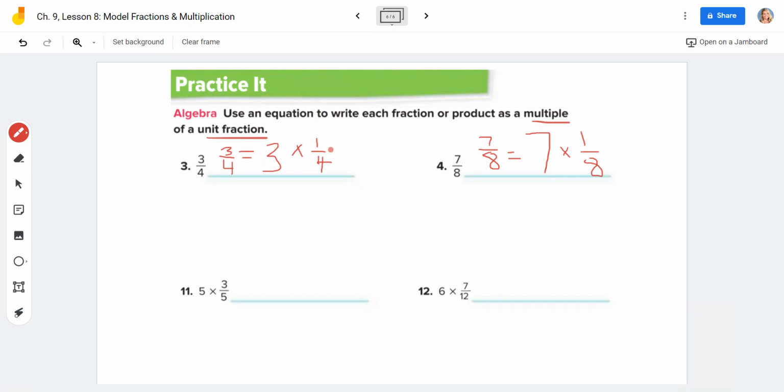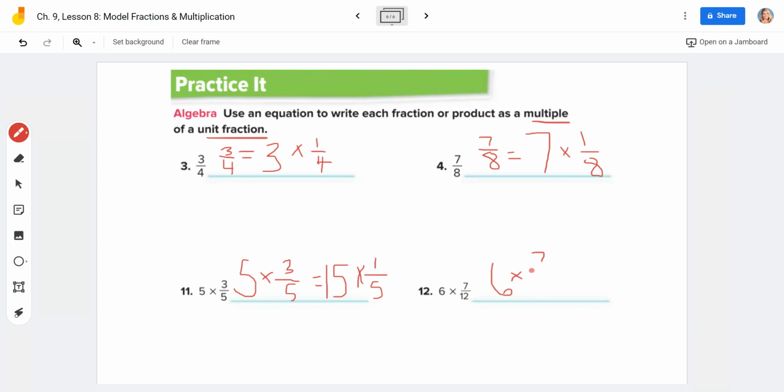All right. Now let's look at these products right here. I'm going to rewrite them. Now think of this. Instead of just having 3/5, let's write my unit fraction out here. I have 5 times 3/5. Now, if it was just the 3/5, I would have to say 3 times 1/5, but it's not. It's 5 times 3/5, which is going to be 15. 5 times 3 is 15.